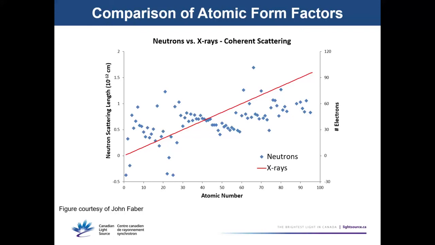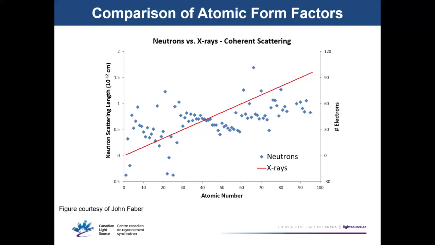X-rays are very predictable. Light atoms scatter X-rays weakly, and heavy atoms tend to scatter X-rays strongly. Neutron scattering lengths are kind of all over the place, which makes them very complementary to X-rays in many cases. Not all cases, but many cases.